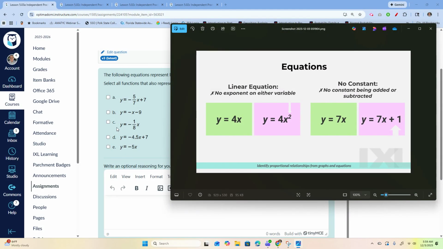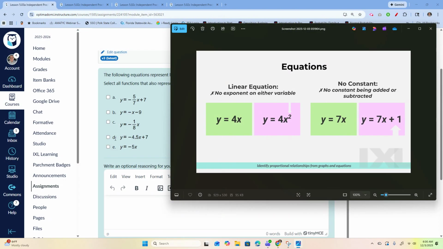Look at letter C. y equals negative 1 over 8x. Ooh, that is proportional, because I only have a number multiplying the x. See, it looks like the y equals 4x. It looks like the y equals 7x, the one in green. So letter C is proportional.